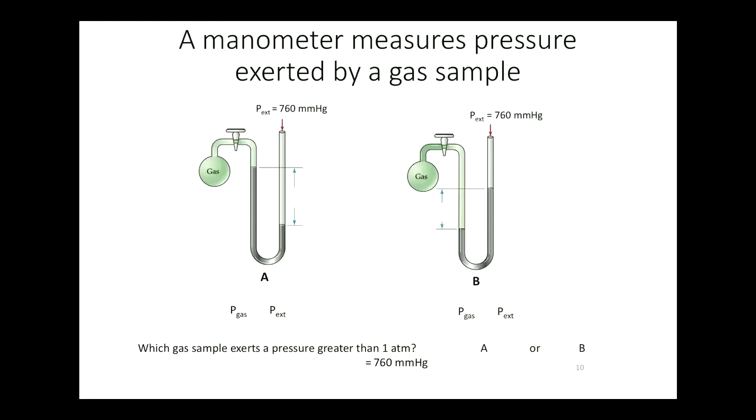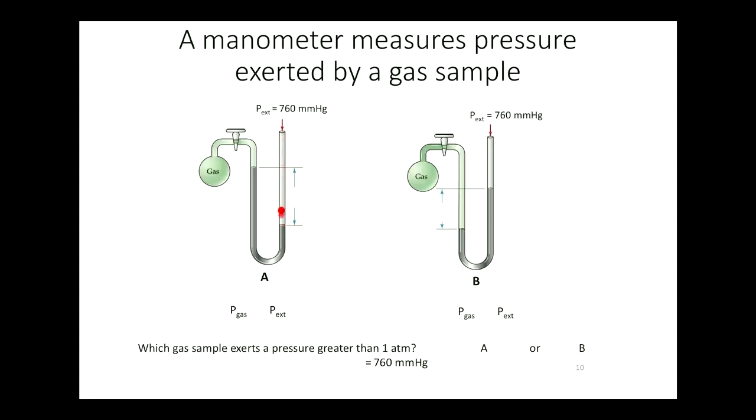So I have two manometers set up. A manometer is kind of like a barometer, but it measures the pressure of a gas sample. So we have mercury. A manometer measures the pressure of a gas sample, but it's the same idea.